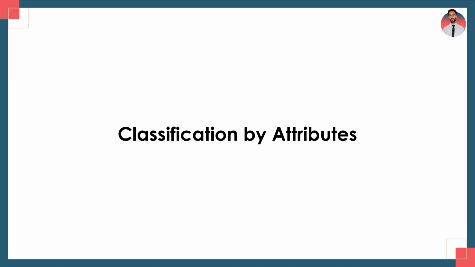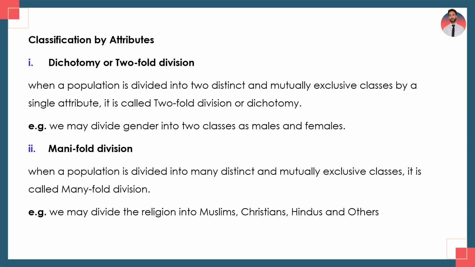The second topic is classification by attributes. We have two classifications by attributes. First one is the dichotomy or two-fold division. When a population is divided into two distinct and mutually exclusive classes by a single attribute, it is called two-fold division. For example, we may divide gender into two classes as males and females.